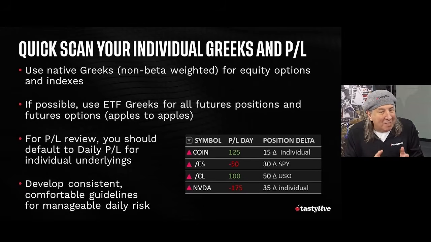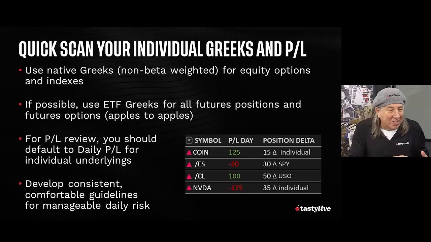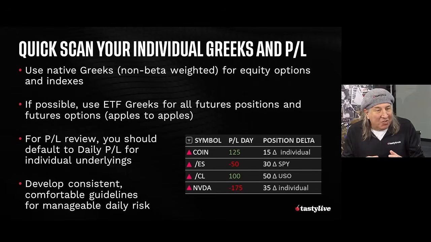That means non-beta weighted for equity options and indexes. This is not our total. This is just our individual positions. Now, the reason I'm telling you this is because people get very confused when they beta weight everything to the SPY, and they get very confused when individual positions are beta weighted to the SPY because it looks a little weird. But that's why we use the native Greeks, non-beta weighted for equity options, ETFs, and indexes.